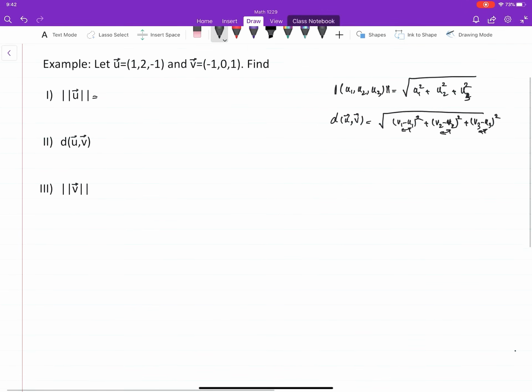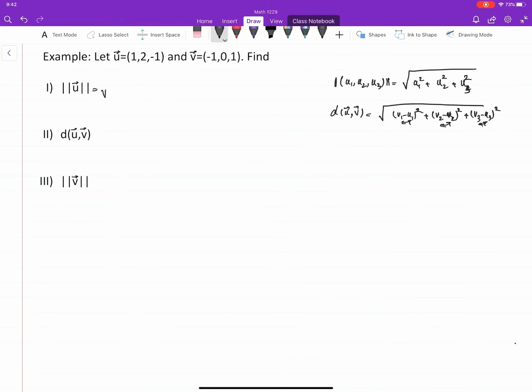U is this vector (1, 2, -1), so the length is going to be: square each component and then add them, then find the square root. Here I will have 1 plus 4 plus 1, and that is the square root of 6. The square root of 6 is a number good for us. We can leave it like that.